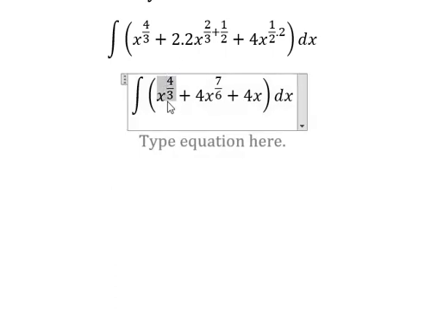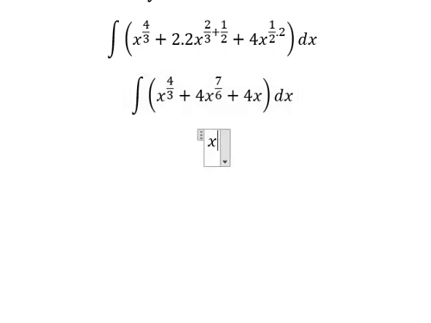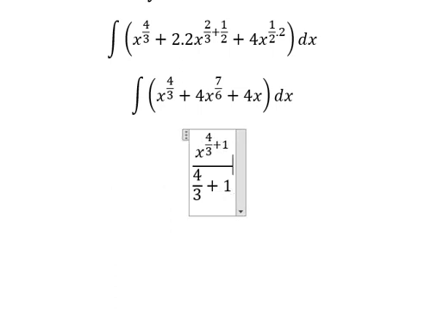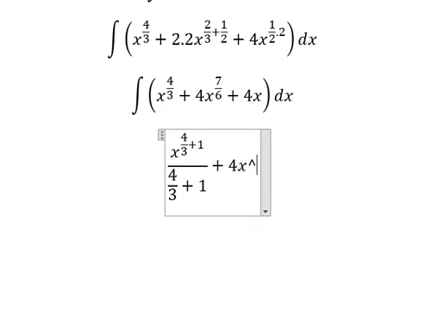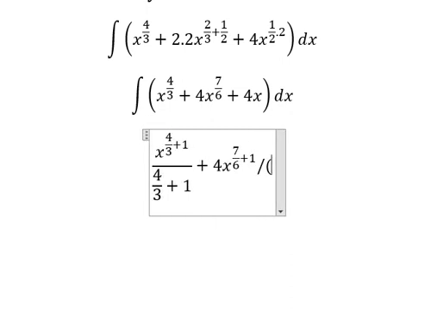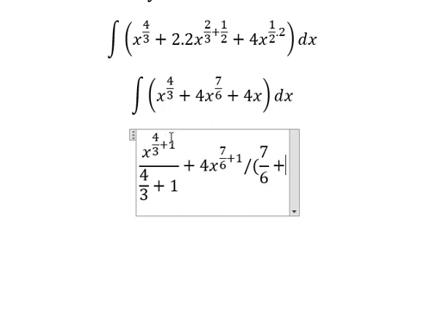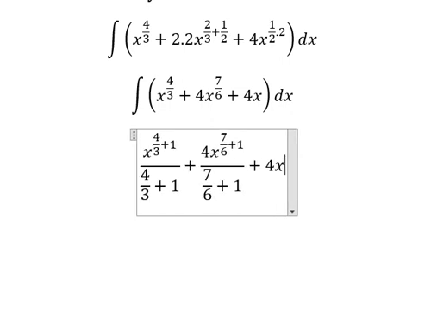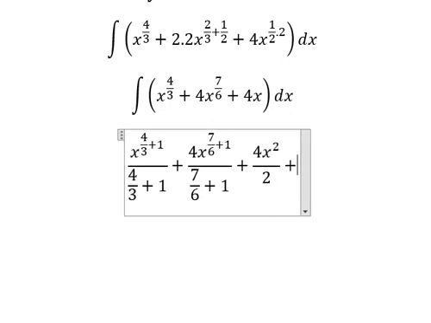The integration of this one we have s to the power of 4 over 3 plus 1, over 4 over 3 plus 1. Similar for the next one, we have 7 over 6 plus 1, over 7 over 6 plus 1, and we have s squared over 2, and we put c.